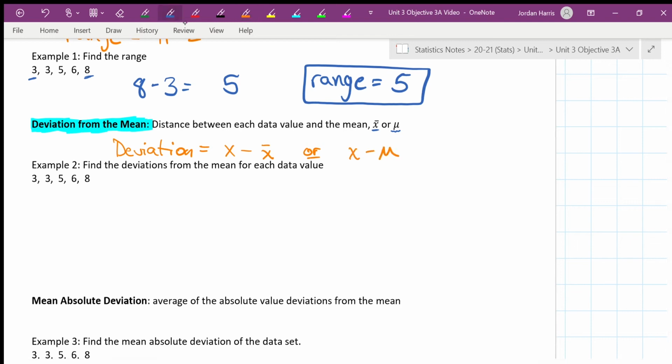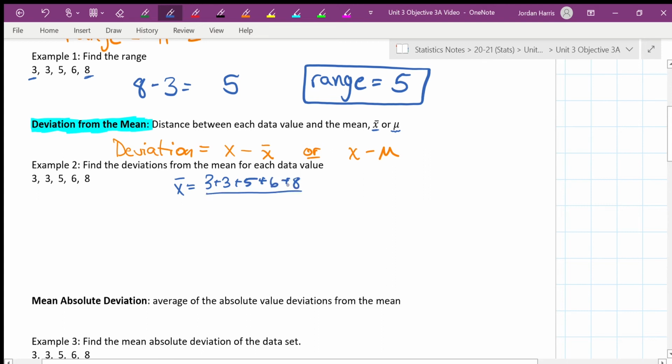Okay, so I've got to find my mean. We're assuming this is a sample, which, by the way, if they don't tell you what it is, assume it's a sample. Add them all up, divide by how many there are. Hopefully you know how to find a mean by now. So add them all up first, and I get 25. Divide by how many there are, it's 5. Wait, is that correct? 14, 19. Yeah, okay. And I get 5.